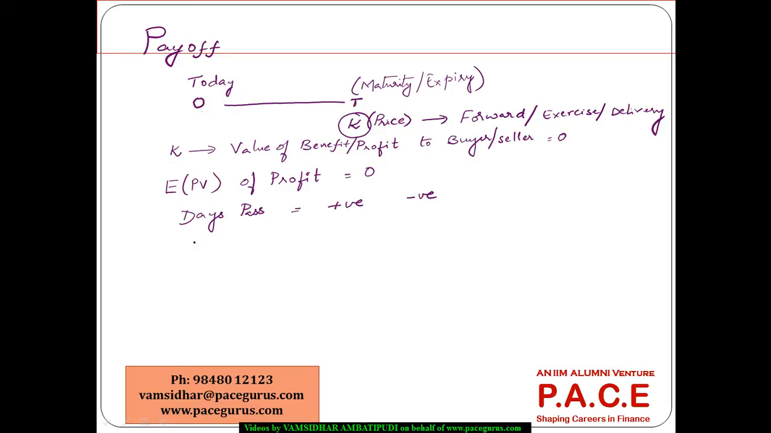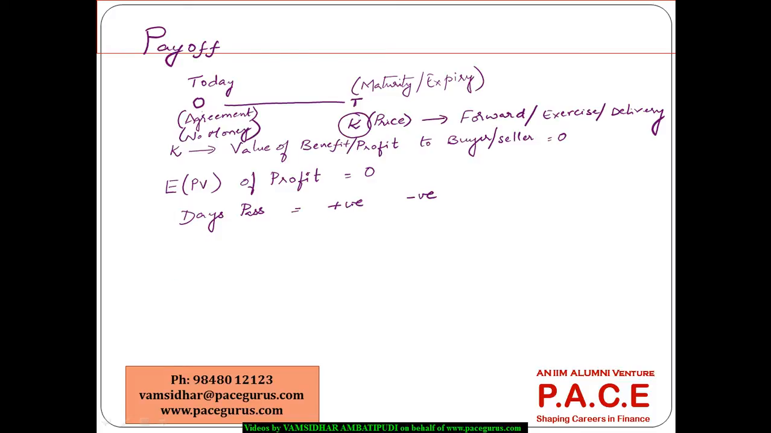And one more thing with respect to forward contract is, on day 0, it's only an agreement between the two parties. No money is exchanged between the two parties on day 0. It's only an agreement that I'll buy something from you at time T for price K, and I'll sell something to you at time T for price K. That's only an agreement. No movement of money between the buyer and the seller.